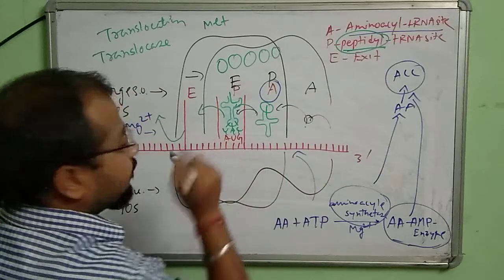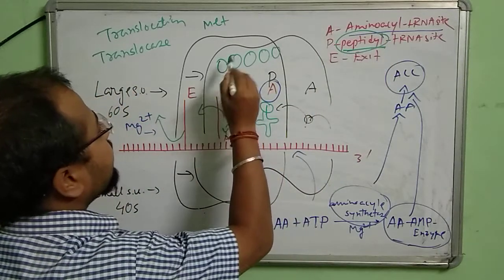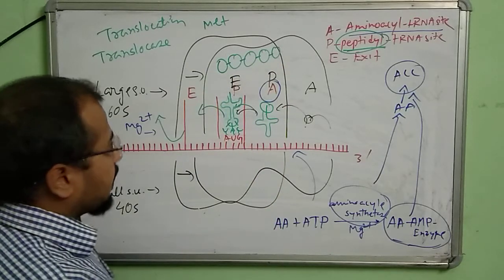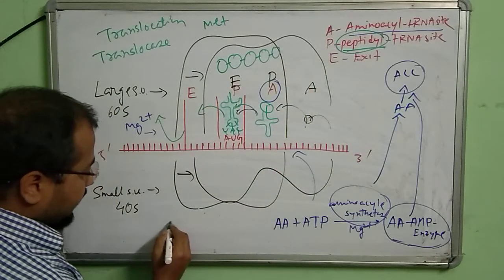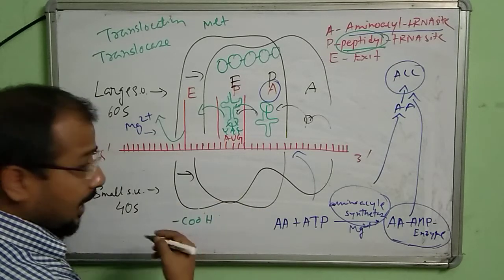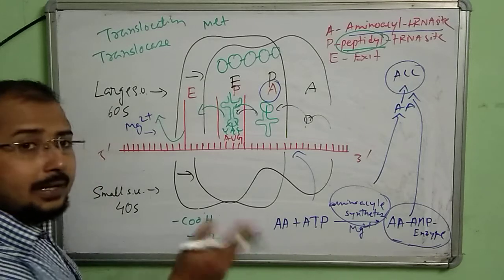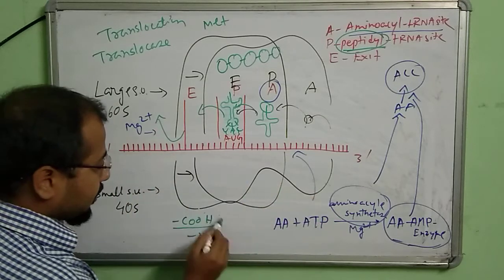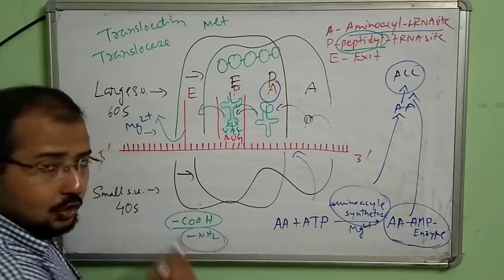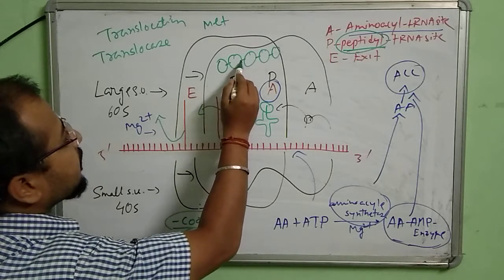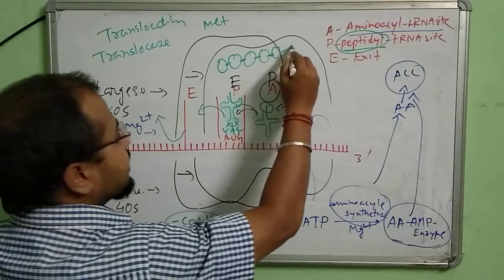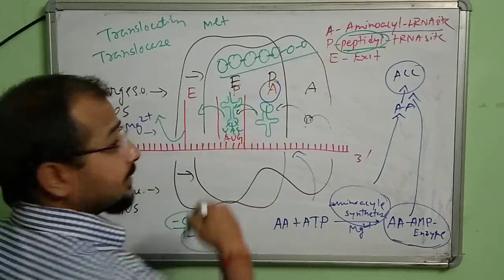peptidyl enzyme, which was there at the P site, helps in forming the peptide bond between the amino acids. The bond takes place between the carboxyl group of the first amino acid and the amino group of the next amino acid. Between these two, a peptide bond will be developed with the help of the peptidyl enzyme. And once this chain is forming, you can understand it is a polypeptide chain which is getting developed in the ribosome.